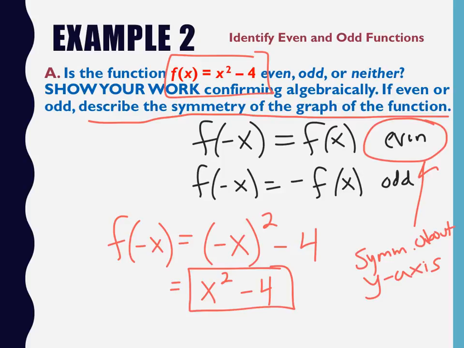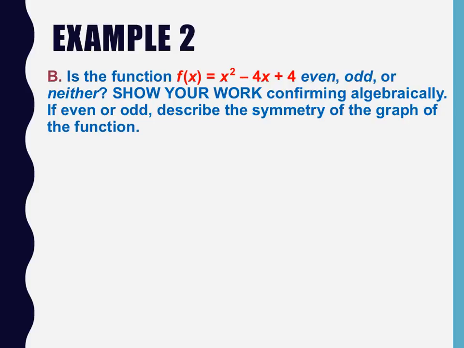Let's take a look at another one. So in this case we have a different function. f of x equals x squared minus 4x plus 4, and we still want to determine whether it's even, odd, or neither. So again, remember the test. The test is the same for even, odd, or neither. We sub in negative x for x to see what we get. So let's do that in this case.